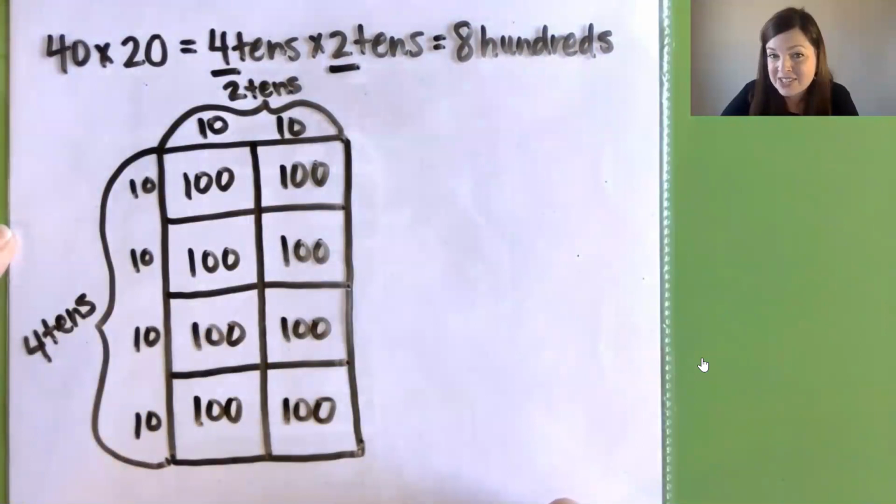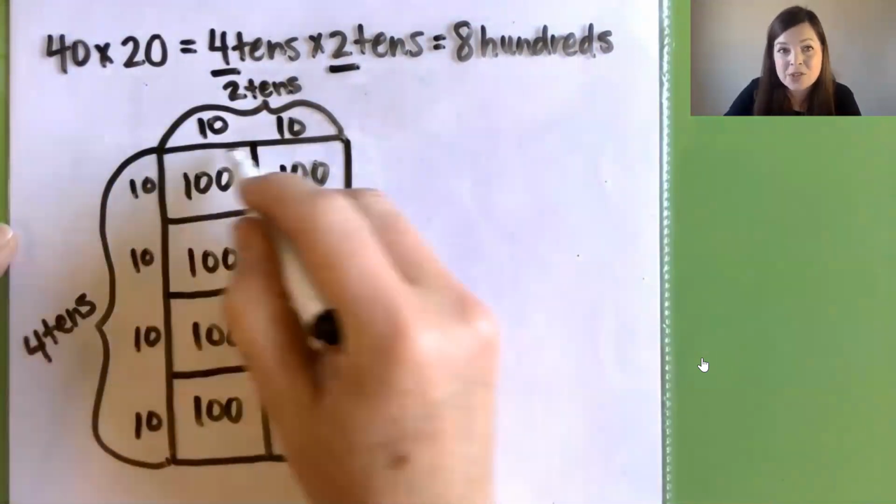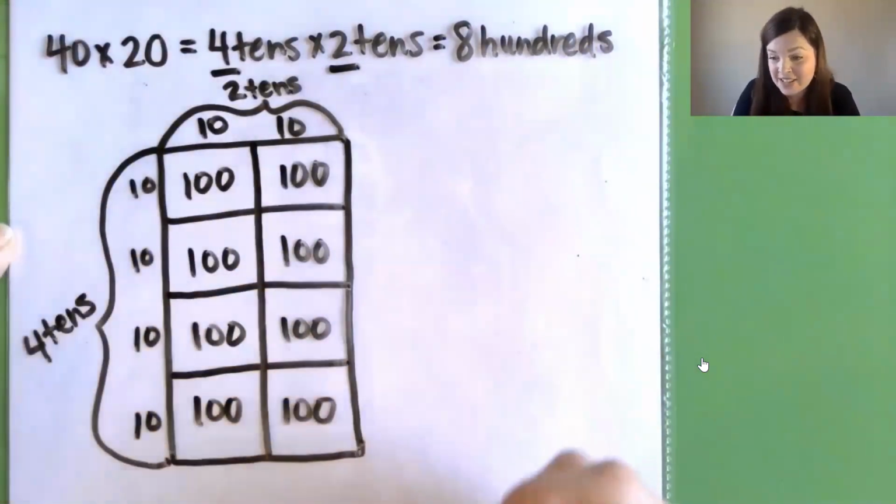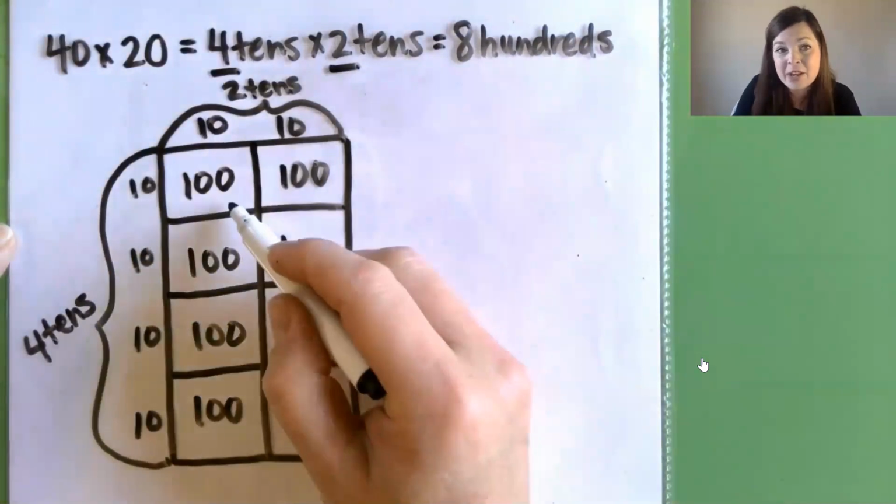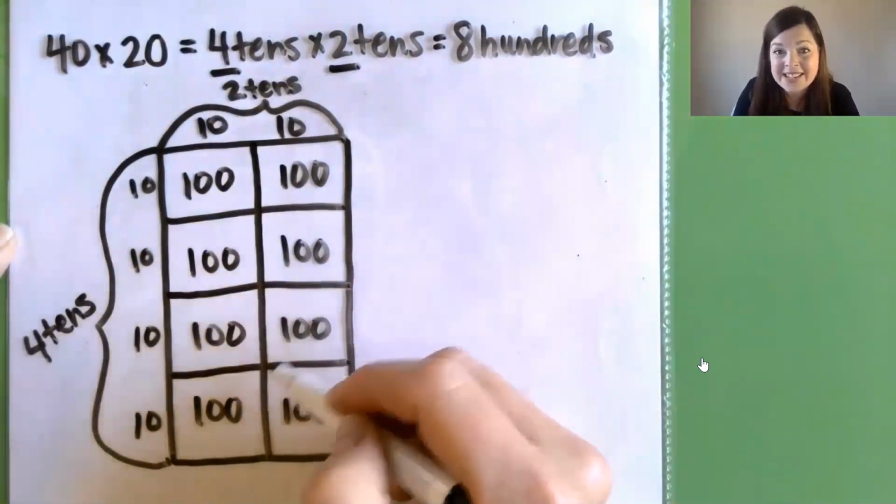What's a multiplication sentence for how many squares there are? 4 times 2 equals 8. And since each square has a value of 100, that's 8 hundredths.